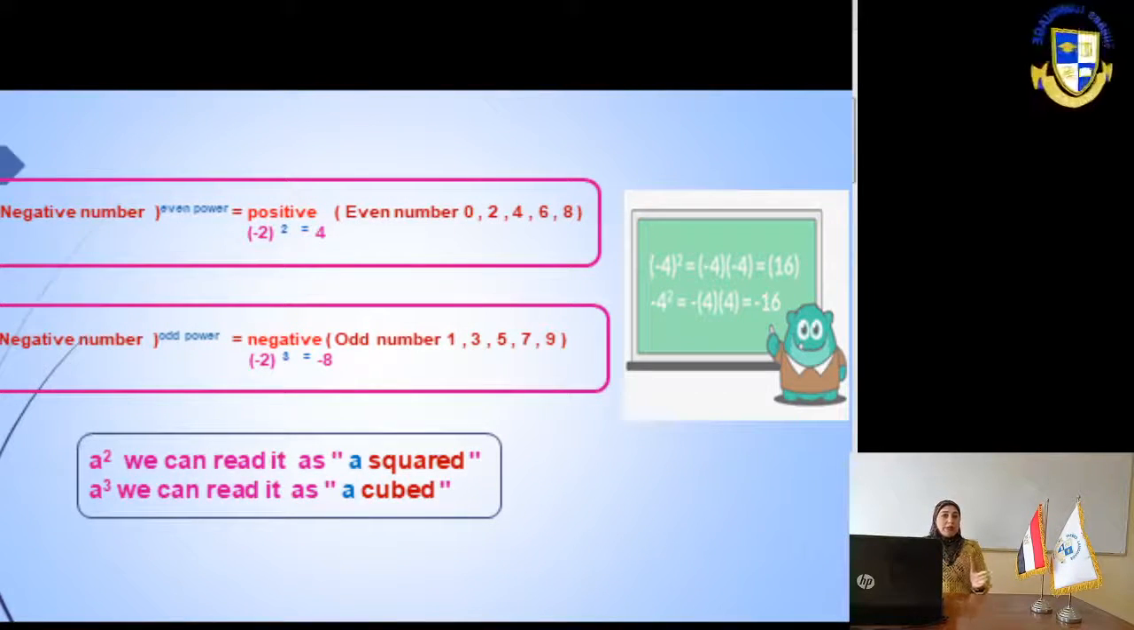Here, we could read these powers in another way. For example, I could say 2 up to the power 2, or I could say 2 squared. I could say 2 up to the power 3, or I could say 2 cubed. So if I have power 2 on any integer, it could be said as a squared. Or if I have power 3 on any integer, I could say a cubed.